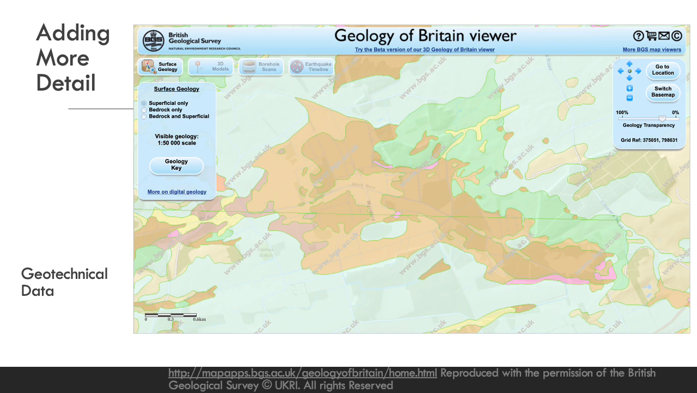In addition to these types of soil and geology maps, the Geology of Britain Viewer also allows you to identify geotechnical data from cores in particular. So that's lithographic descriptions of cores, many of which are publicly available and can be very useful at defining the depth of these deposits and the particular character of them as well.